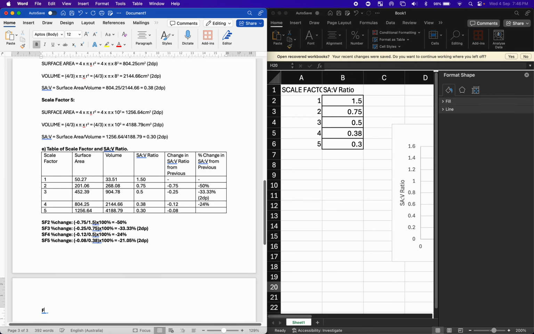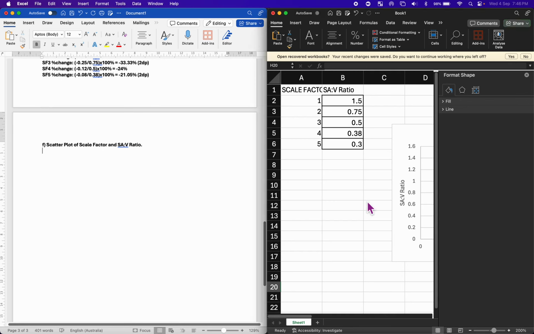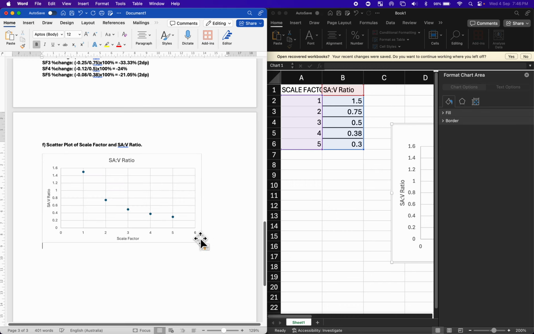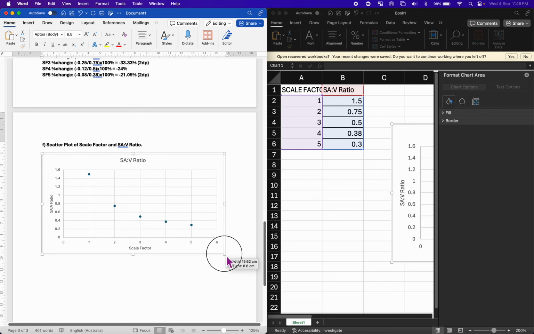F. What am I pressing? Scatter plot of scale factor and SAV ratio. Be consistent with the... So I've drawn that scatter plot. Control C, Control V. Pasted. That is F done.